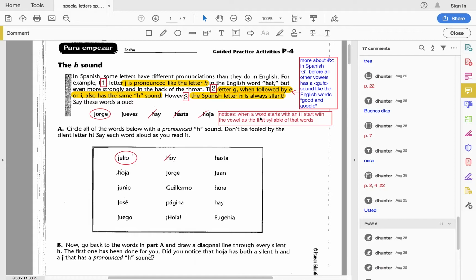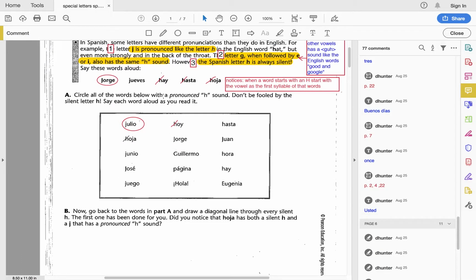Notice when a word starts with an H, start with the vowel as the first syllable. So we have ay, hasta, y hoja, not hi or hey, not hasta, hasta, and hoja. We just skip over that H as a letter in the word. It just does not have any sound. Remember, H in Spanish is always silent.